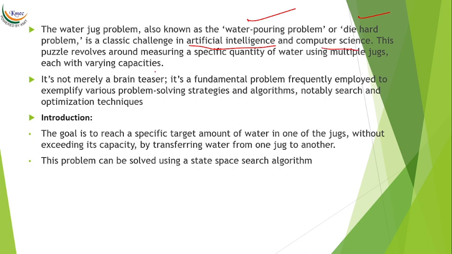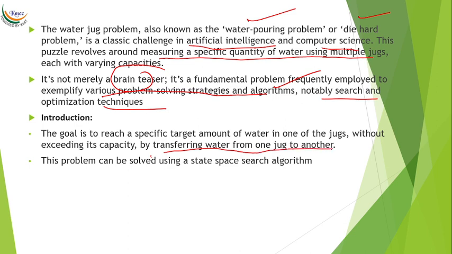The puzzle's role is measuring a specific quantity of water using multiple jugs. It is merely a brain teaser. It is a fundamental problem frequently employed to demonstrate various problem solving strategies of algorithms, notably search and optimization techniques. The goal is to fill one jug of water without exceeding the capacity, transferring water from one jug to another. This problem can be solved with a state space algorithm.